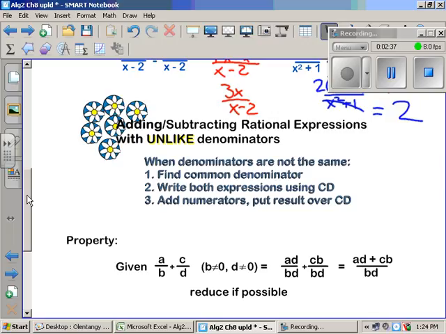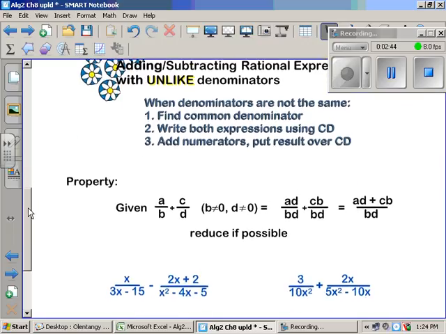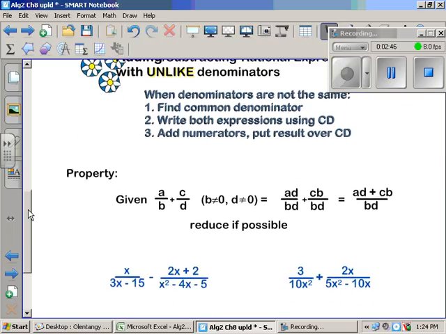Okay. The only fly in the ointment is when you have to get common denominators. Okay? It just means the only problem, the only trick.